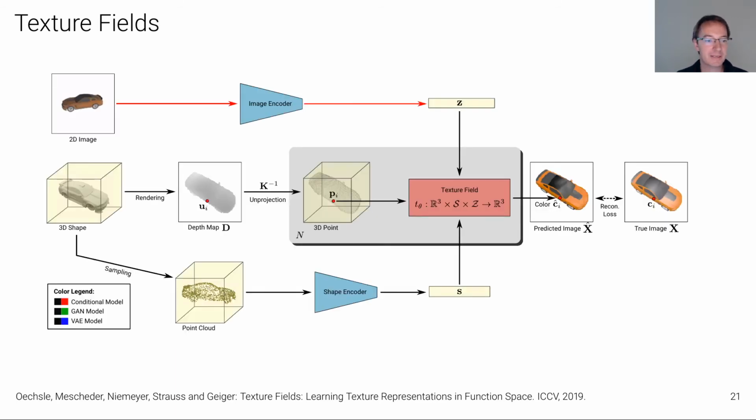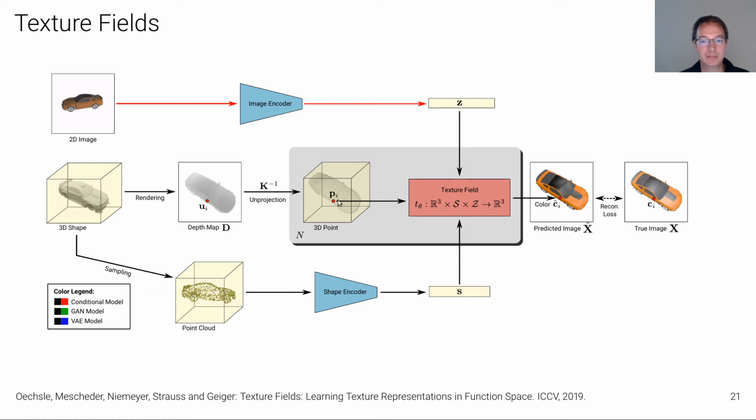This is what the model looks like. We have, again, a regular image encoder that gives us a low-dimensional latent code C. We also encode the input 3D shape, in this case using a PointNet encoding into a global shape encoding S. And then we render this 3D shape into a depth map in order to query 3D points on that surface by just unprojection through the camera matrix. So that for every pixel that corresponds to that depth map, we can then get the 3D point and query what we call the texture field for the color value.